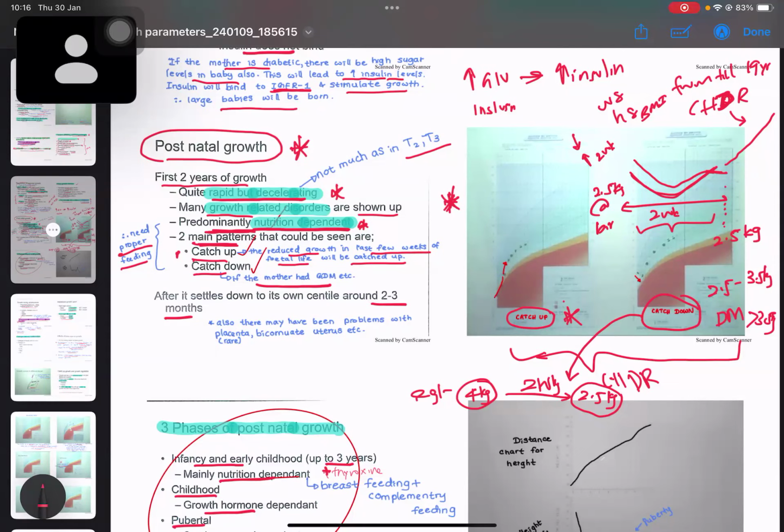You should be thorough with catch up growth and catch down growth. These are important. Usually catch down growth happens in babies born to diabetic mothers or any macrosomic babies. Okay, catch up growth happens in normal birth weight babies. Okay, after it settles down to its own centile around 2 to 3 months, because it will take some time for the baby to come to a normal centile chart.